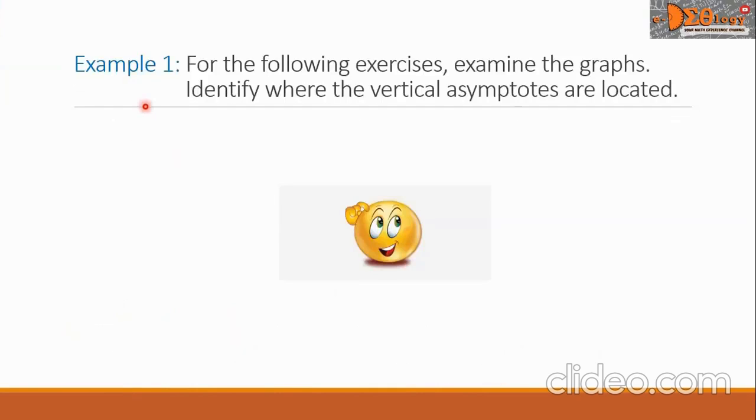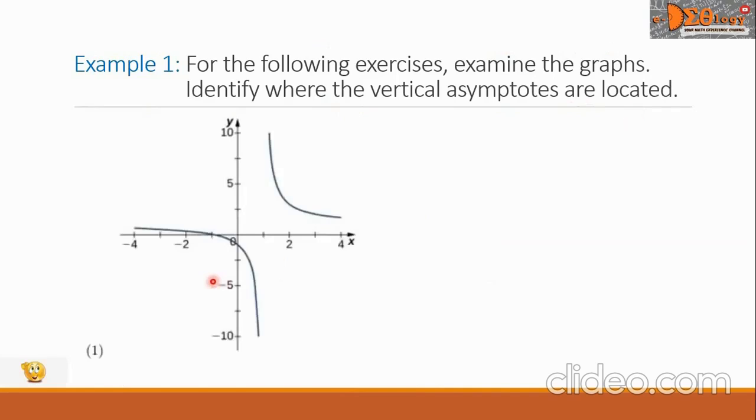Let us see this example 1. For the following exercise, examine the graphs. We're going to see 3 graphs here. We will identify where the vertical asymptotes are located. This is graph number 1. It seems that the vertical asymptote is located in here. So the equation of the vertical asymptote is x equals 1.